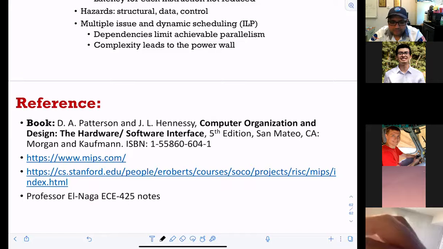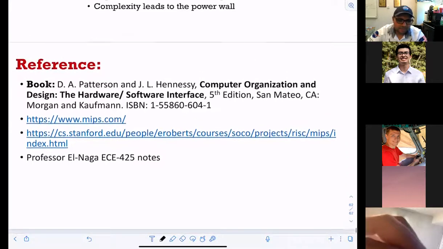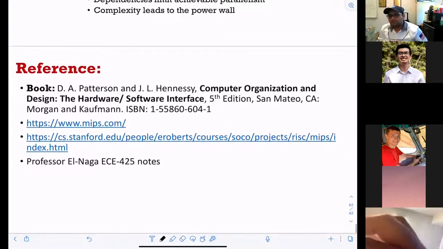I haven't seen anything. So, let's first talk about these slides on chapter 4, and then we talk about the other issues. Okay. Sounds good? Any question regarding the material of chapter 4?